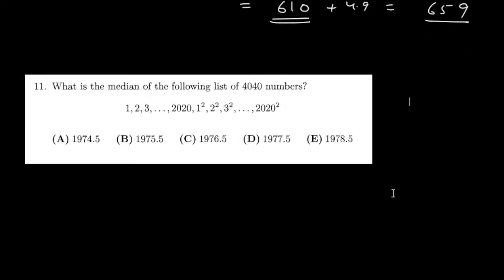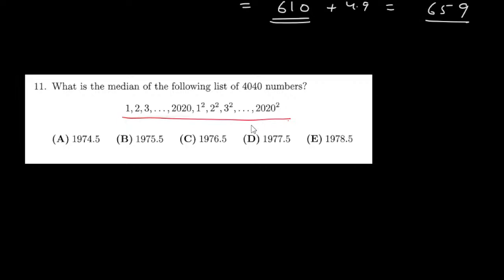What is the median of the following list of 4040 numbers? 1, 2, 3, it continues till 2020, and then 1 square, 2 square, 3 square, it continues till 2020 square. The question is, what is the median of the following list of 4040 numbers? So median means the number which comes at the center.